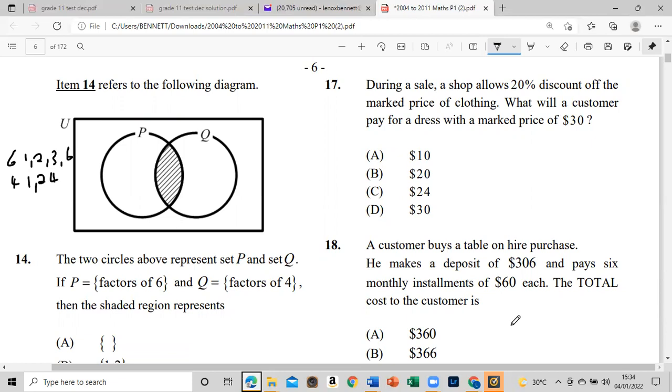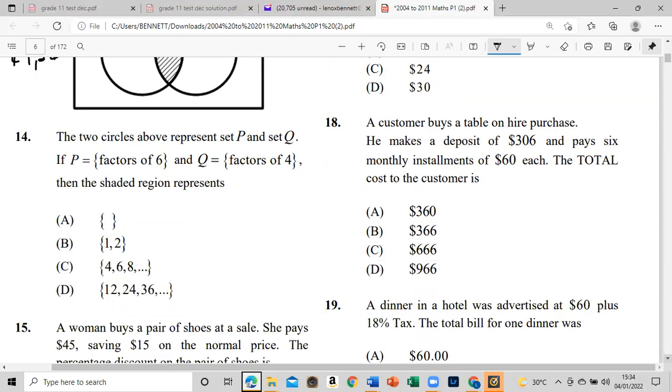Come on, 1 and 2 rather. That's what I go over. Alright, yeah. 1 and 2 is in both, so 1 and 2 would be our answer. Alright, let's move on to 15.